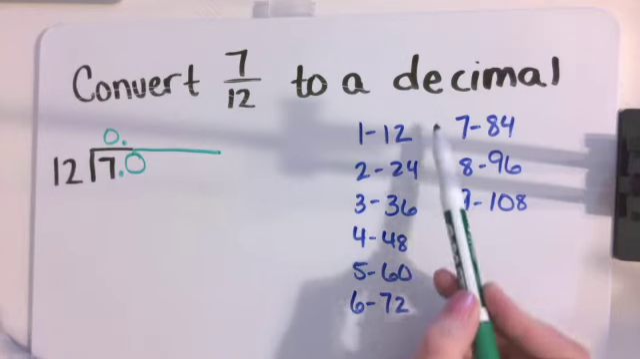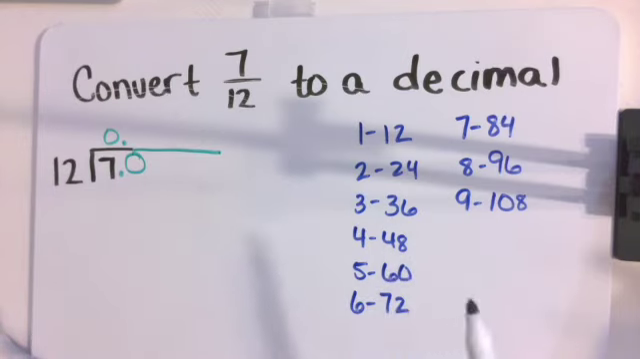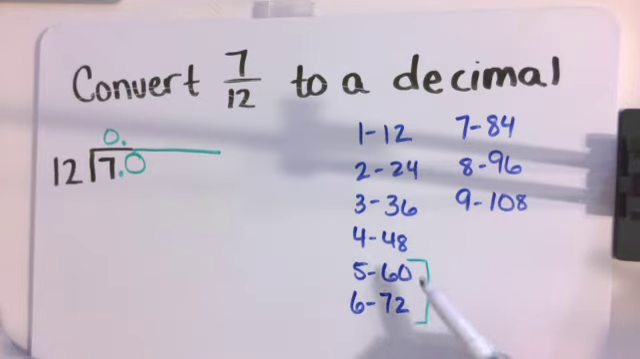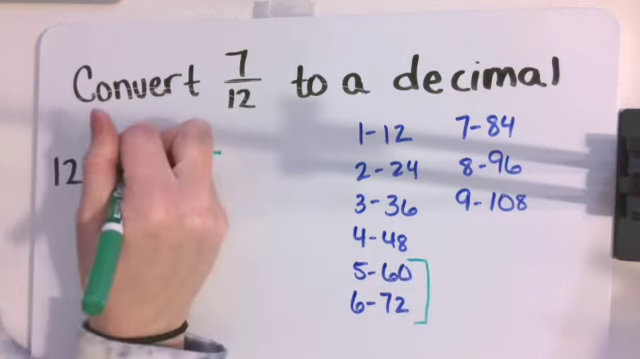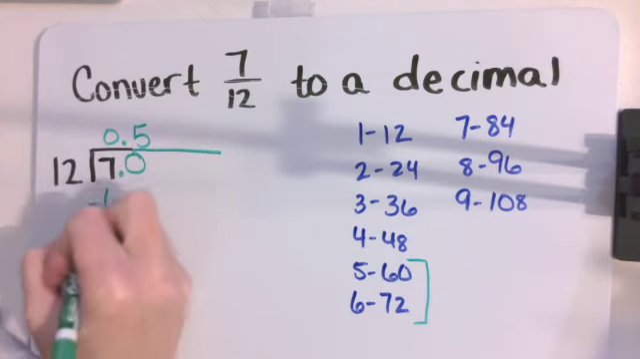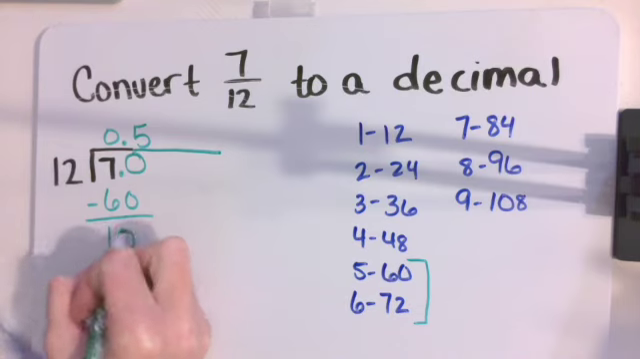So I'm going to take a look over here, and I have 2 multiples that seem good to use. 70 is in between 60 and 72, but I can't go over, so that means I can only fit 5 groups of 12 into 70. That would be 60 items. So I'm going to put a 5 up here. 5 times 12 is equal to 60. And I'm going to subtract that and I'll get 10.